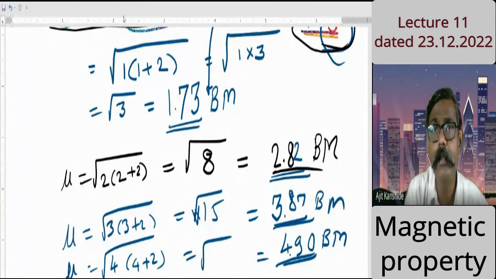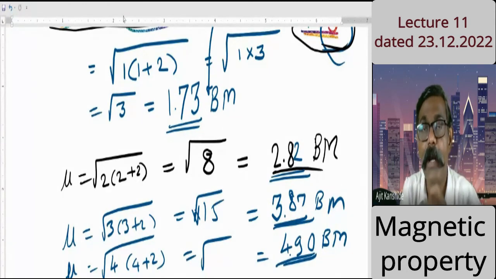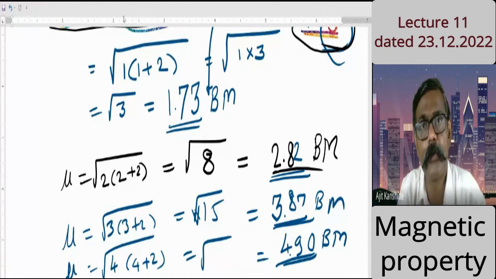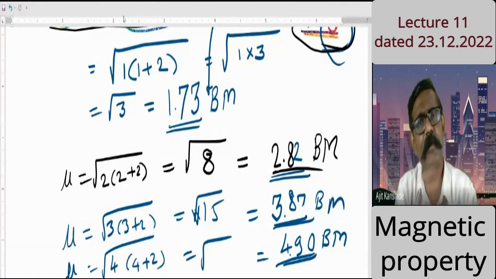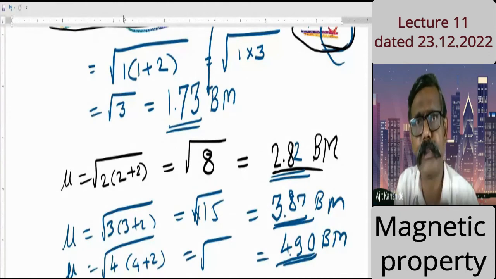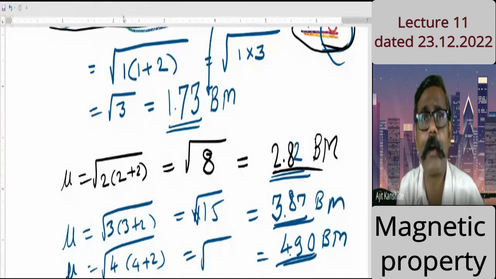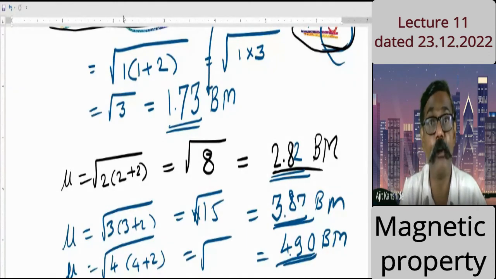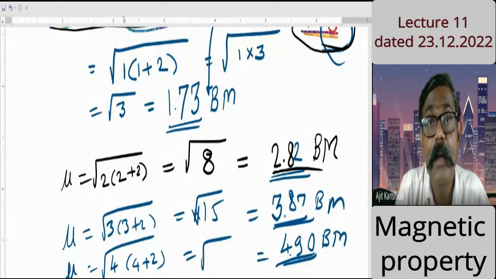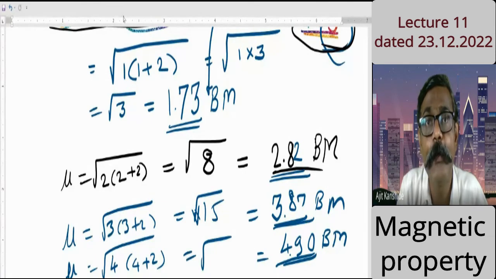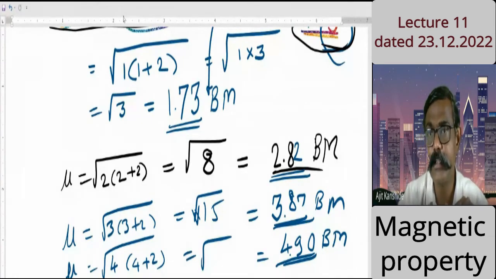So generally, it is not fixed. It depends on the complex. It depends upon the metal ion. But it is nearby. 1.73 need not be exactly 1.73. It can be 1.58 also, or it can be 1.8 also. But nearby it will be there, when I'm talking about the transition elements and their compounds. If the magnetic moment is 2.58, then you have to understand it is near to this.